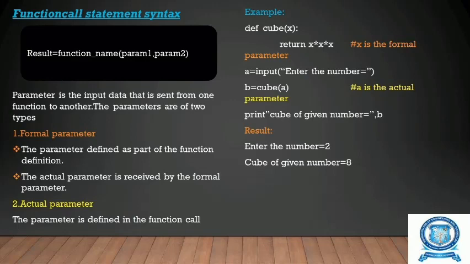So a = input("Enter the number"). We are giving a number to a, that is, we are giving 2 in this example. So b = cube(a). Cube(a) is the function call, and a is the actual parameter which passes through the function call. So this a's value will be given to the x value in the function definition. We have given the number as 2, so cube(2). This 2 will go to the function definition. So 2 * 2 * 2 gives us 8, and that will be returned to the value in the print code.